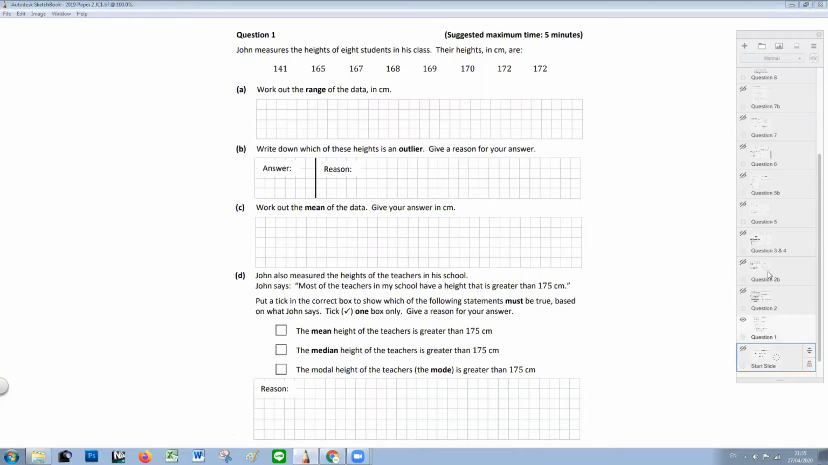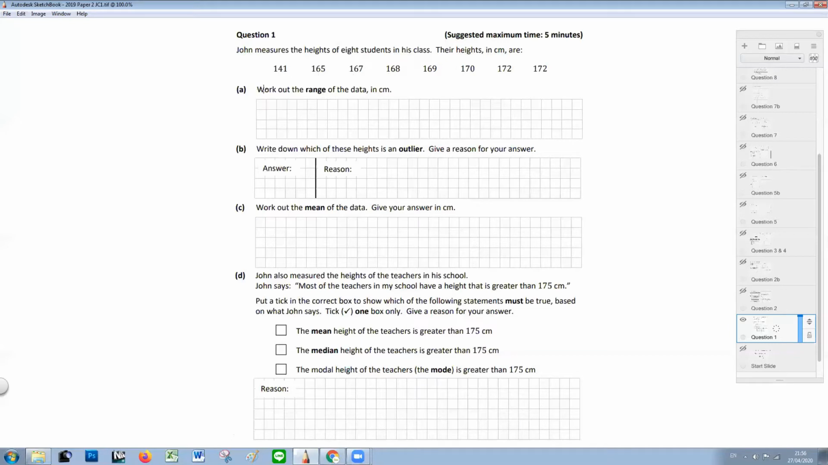Our first question is about averages, means, medians, etc. Question 1 says, John measures the height of 8 students in his class, and their heights in centimeters are 141, 165, 167, 168, 169, 170, 172, and 172. Straight away we can see that the numbers go in a sequential manner. It's not like 141, 172, 168. The ordering is very clear, which is handy for us.